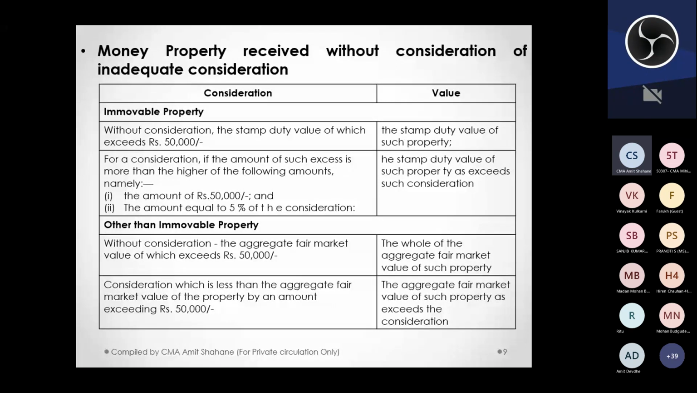But if it is other than immovable property, then the only difference is, instead of stamp duty value, because for movable property, for example a car and other movable properties, there is no stamp duty value. So instead of stamp duty value, the fair market value of that particular property will be considered.